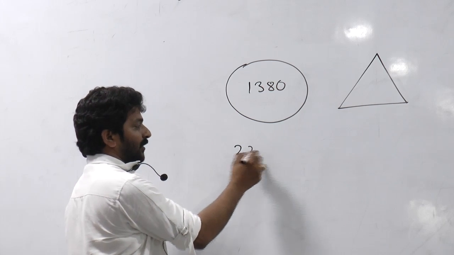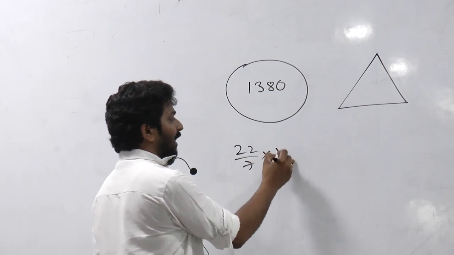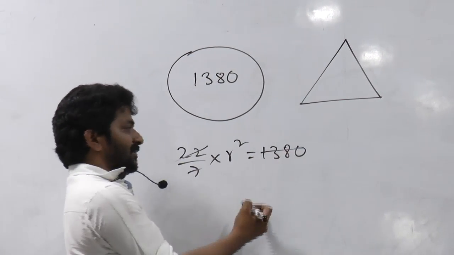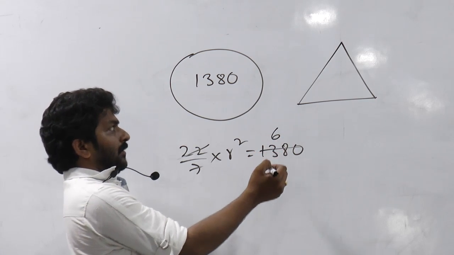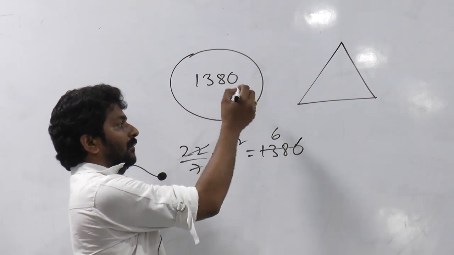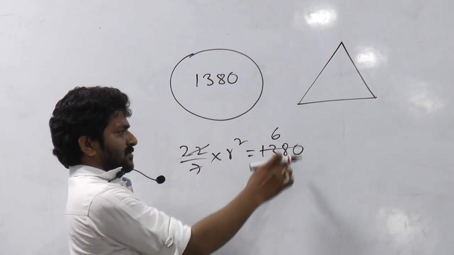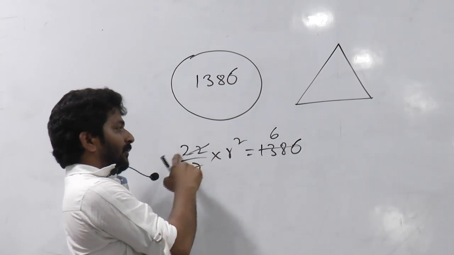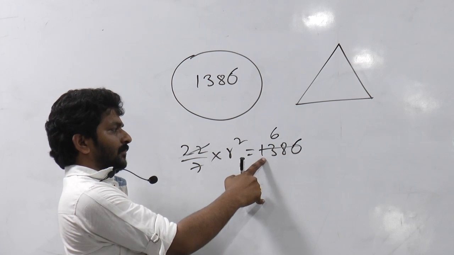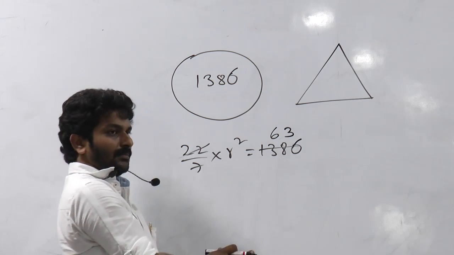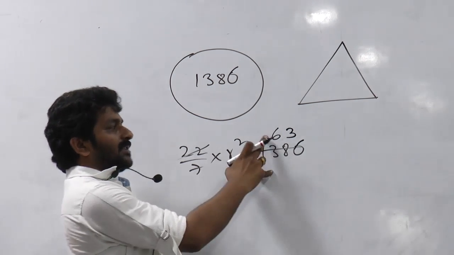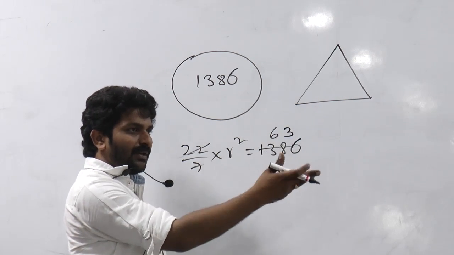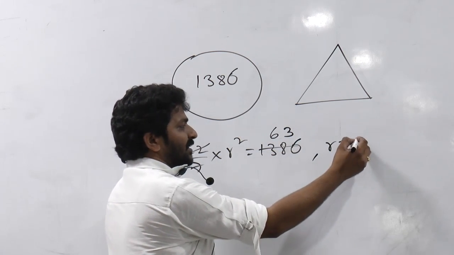Pi r square. 22 by 7 into r square is equal to 1386. 22 times 6 times, and then 3 times. R square is equal to, you have 7 here, so let's write this number as a multiple of 7, 7 times 9. So 7 square into 3 square, r is equal to 7 into 3, that is 21.